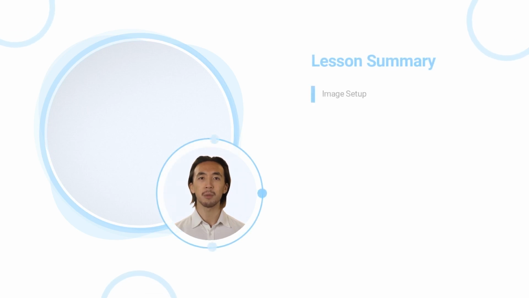In this lesson, we have walked through viewing the available image setup tools and calibrated our camera to be used for robot guidance. Join us in the next lesson, where we will explore creating a flow program.